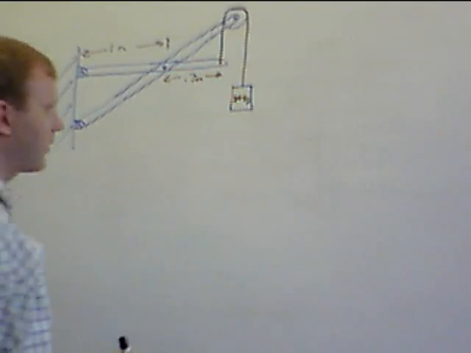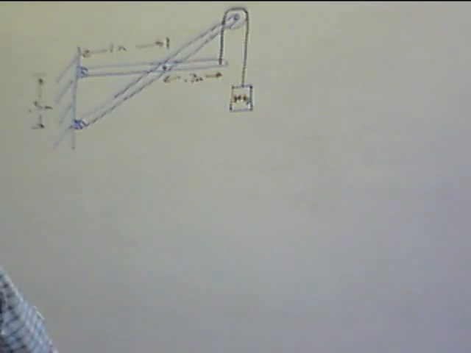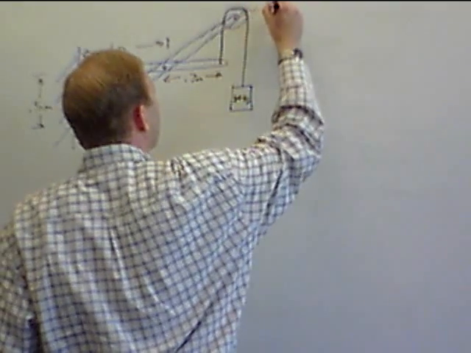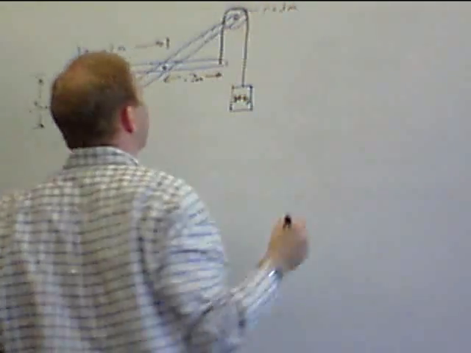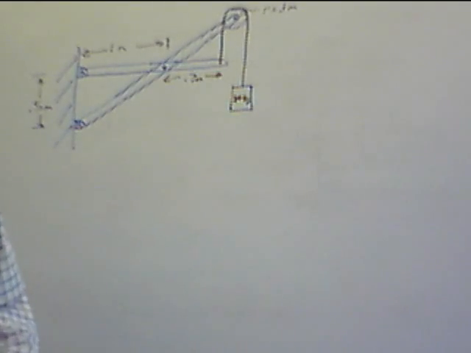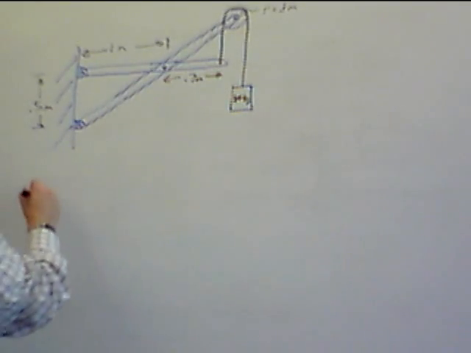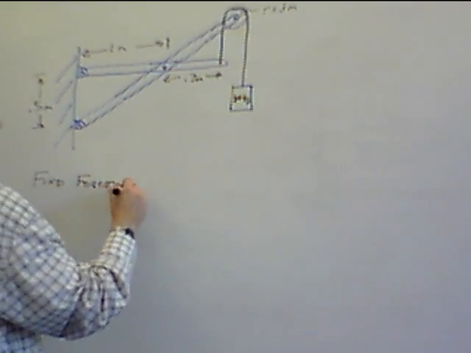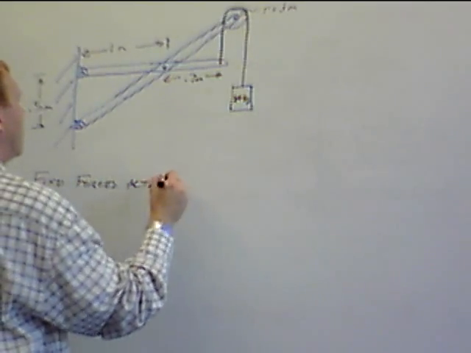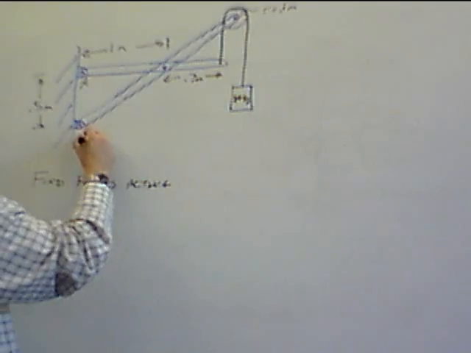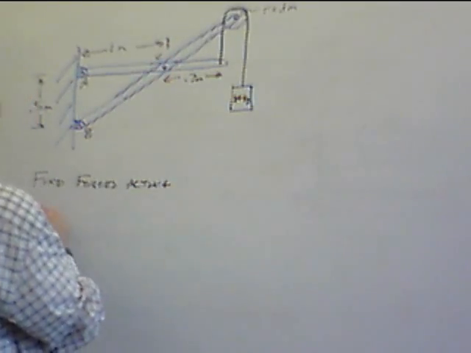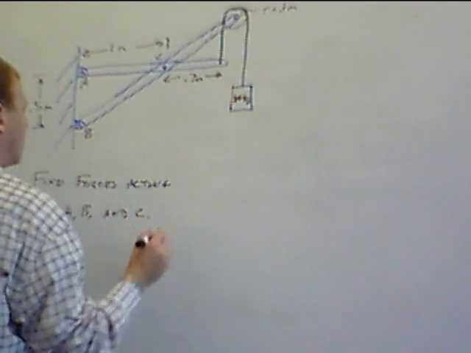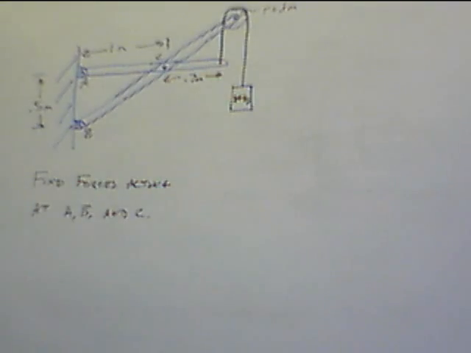And we have a diameter on the pulley. So we have a radius of the pulley of 0.1 meters. All right. And we're going to find... I'm going to label 3 points here, A, B, and C, and that's what we're going to find. Okay, so finding forces at A, B, and C.